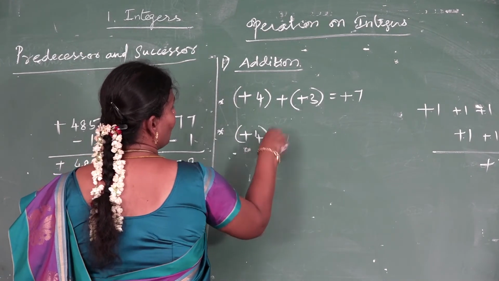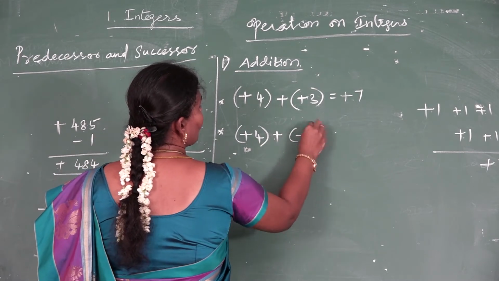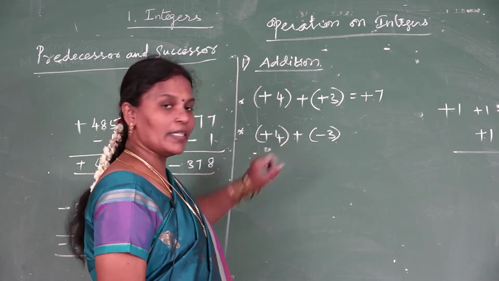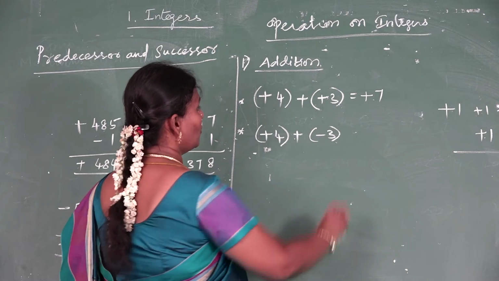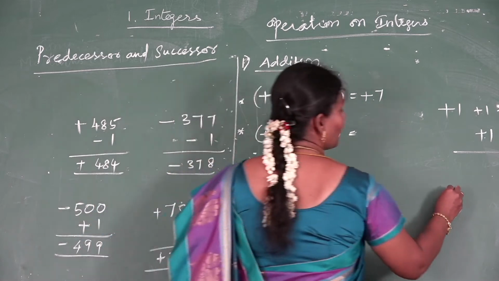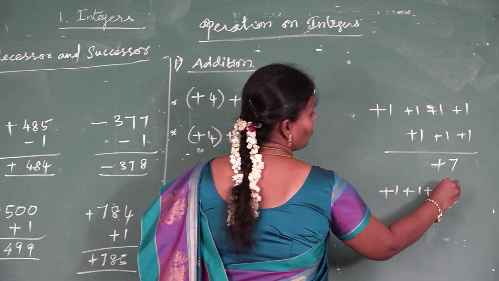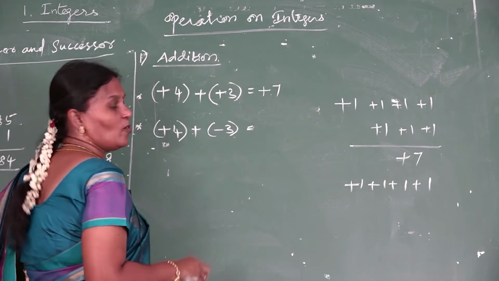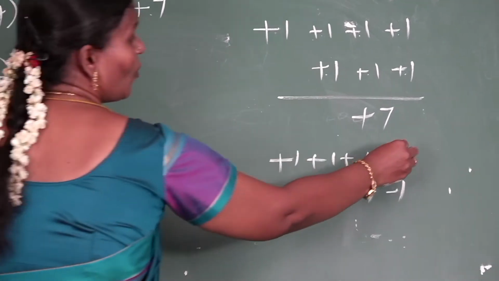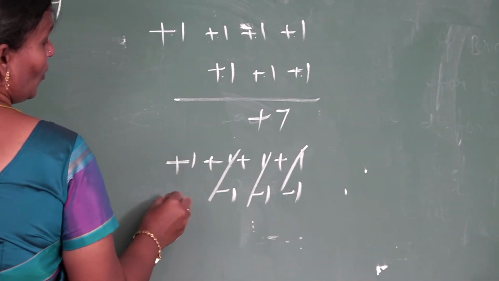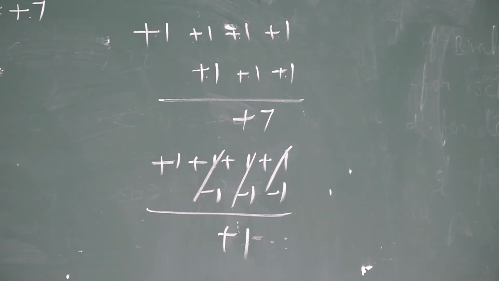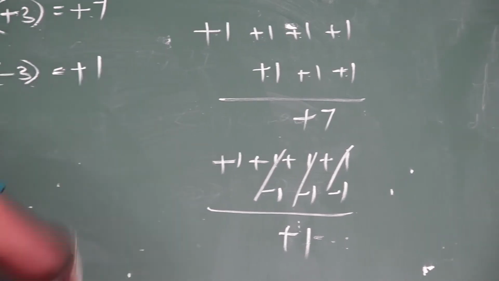See the second example: plus 4 plus minus 3. Here one is positive, one is negative. See how to add two numbers with different signs. For example, plus 1, plus 1, plus 1, plus 1. Here how many negatives? 3: minus 1, minus 1, minus 1. You know that plus 1 and minus 1 cancel. So what is the answer? Only one plus 1 remains. So write plus 1.